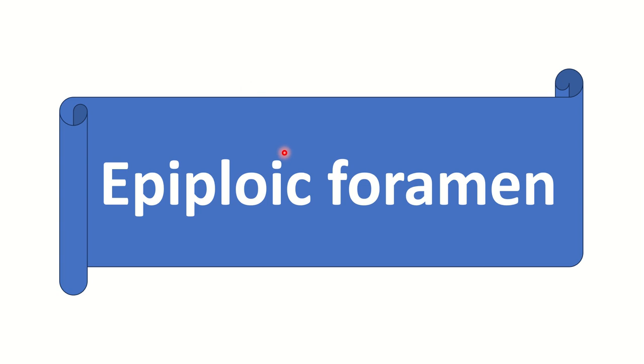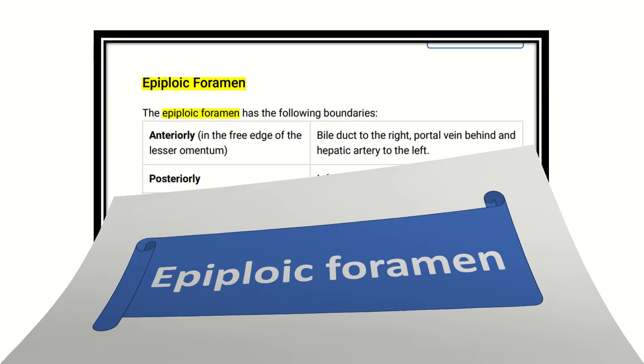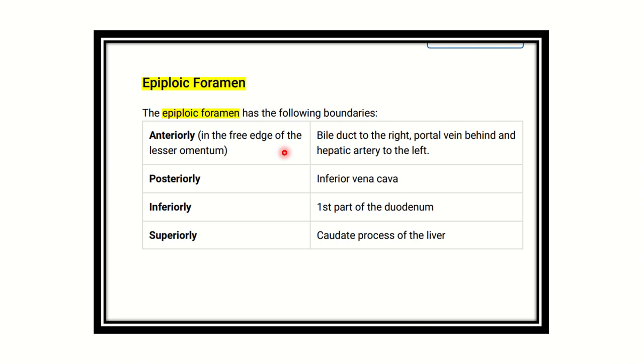Welcome to another video for the MRCS Part A exam. This is the anatomy section of the MRCS Part A exam. Today's lecture topic is the epiploic foramen. So first of all, let's see the boundary of the epiploic foramen.